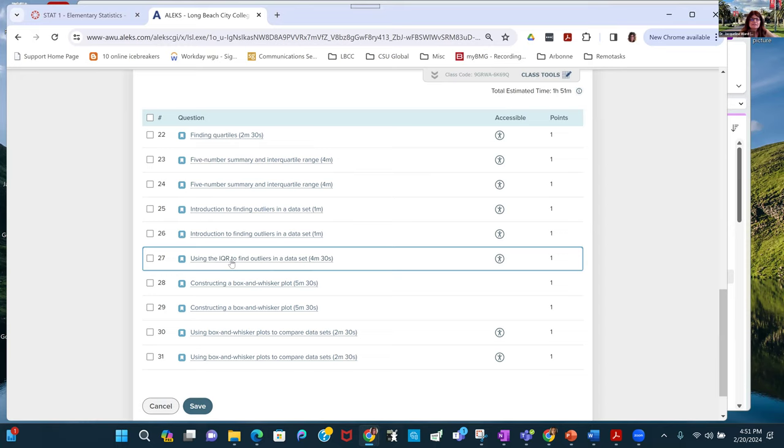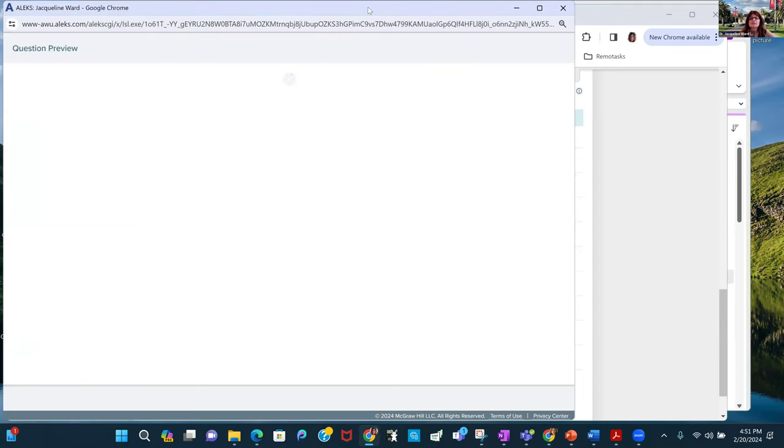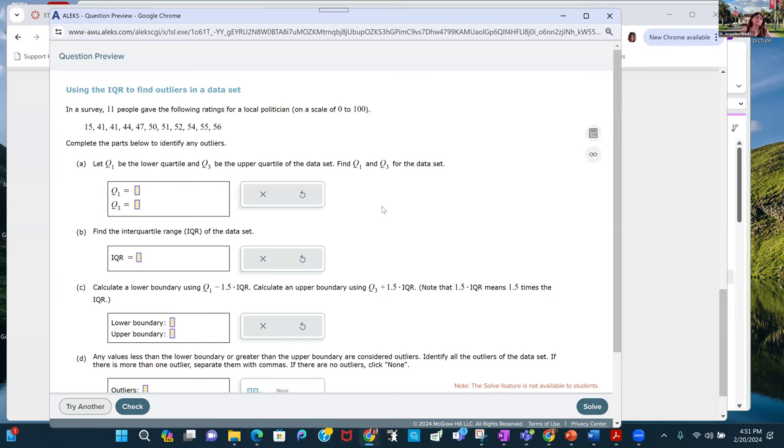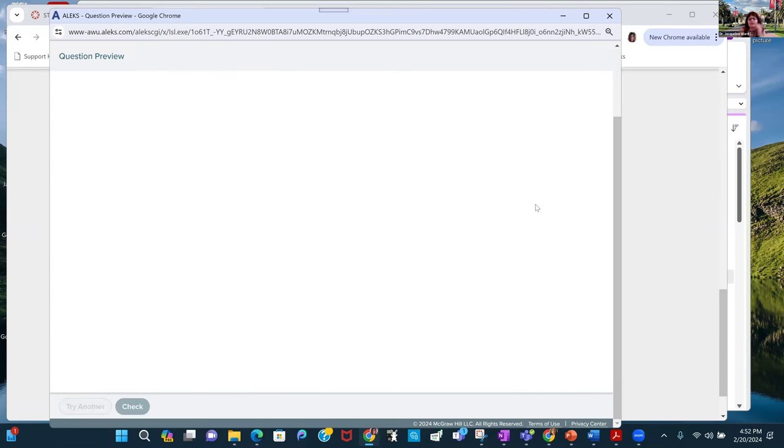And then using the interquartile range. So this now, they have you walk through and do all the steps. Find the lower and upper quartiles, find the interquartile range, then find the lower and upper boundaries. And so you don't have to memorize the formula, right? They give it to you. But find 1.5 times the interquartile range, subtract it from the lower, add it to the upper. Okay. And then any values beyond that.